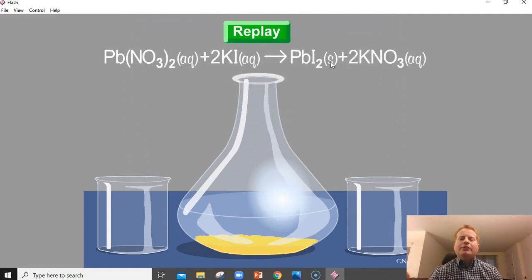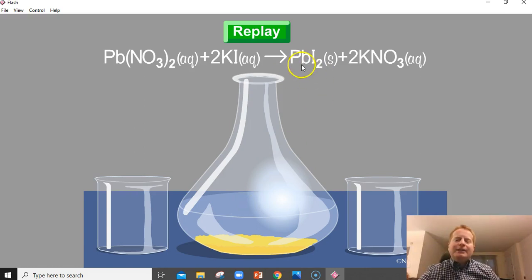And so here's our overall equation where we have aqueous lead 2 nitrate and aqueous potassium iodide, both dissolved in water, like we said. Our yellow precipitate at the bottom, our solid, is the lead 2 iodide that formed, and the potassium nitrate, KNO3, is still aqueous. So in other words, in this clear liquid up here, there's KNO3 dissolved. That's because KNO3 is still what we call soluble. It still dissolves in water.